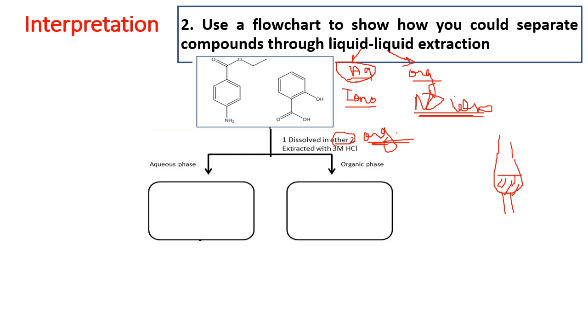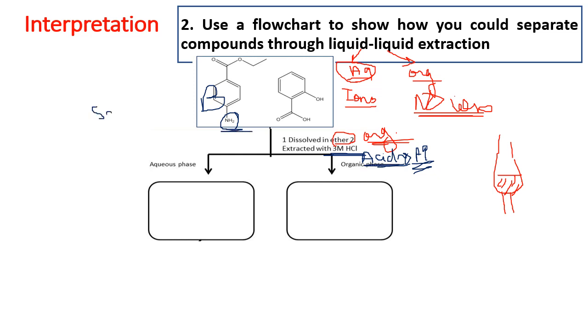Then, what if I added HCl? HCl here is an acid. What will the acid do? Number one, it will constitute the aqueous layer. Number two, the acid will react with the base. Which one? The one having the amine. So the acid together with the base form what?